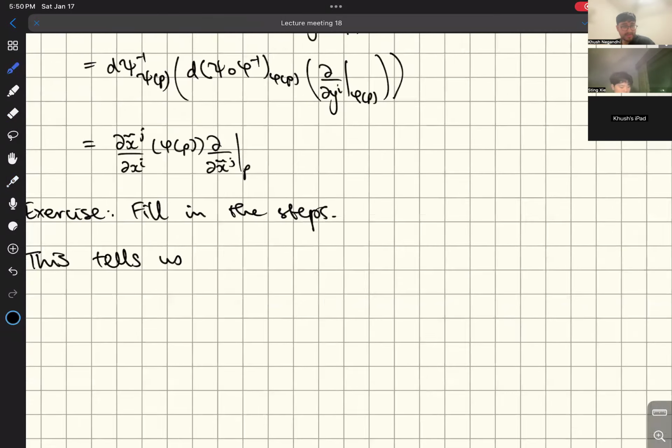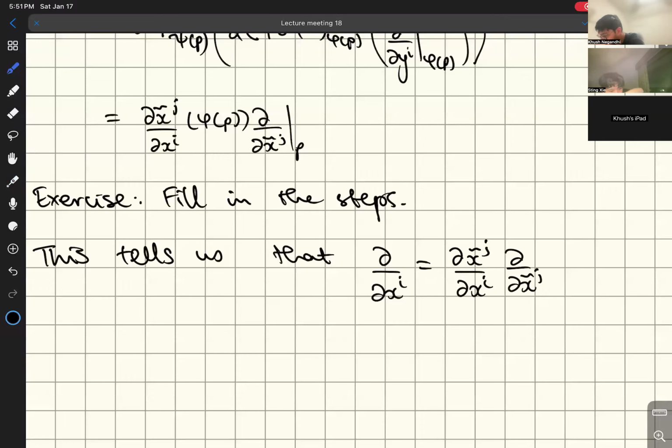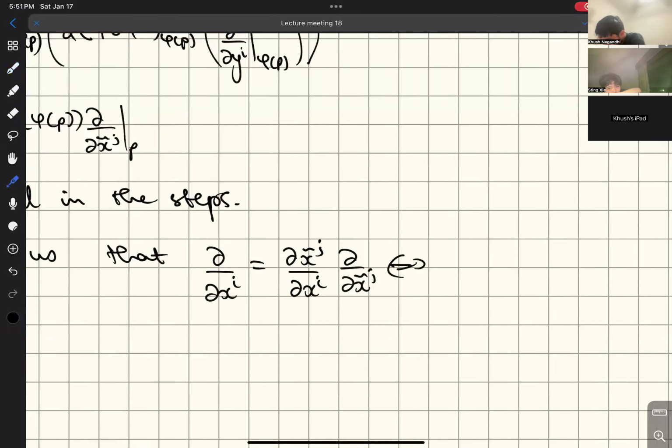This tells us that partial x tilde, sorry, x of i is, I'll omit the point and whatever and just write it like this. So partial x tilde j by partial xi, or in other words, this map must be invertible because this is just the Jacobian of the transition function.